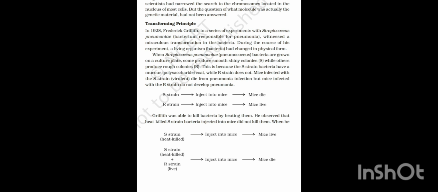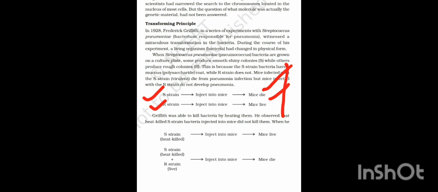some produce smooth, shiny colonies, while others produce rough colonies. This is because the S strain bacteria have a mucus or polysaccharide coat, while the R strain does not have it. Mice infected with the S strain, that means the virulent strain, or shiny colony, die from pneumonia infection, but the mice infected with the R strain do not develop pneumonia. So when the mouse is injected with the S strain, it will die. When it is injected with the R strain, it will not die.